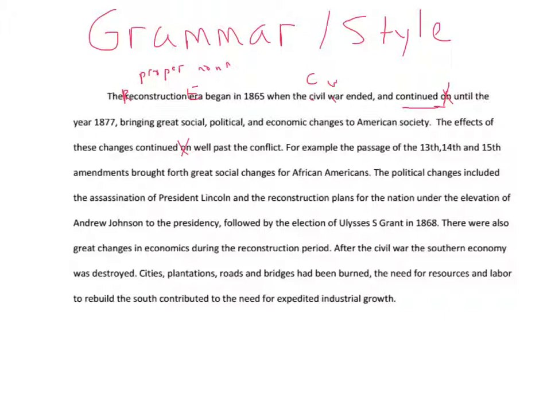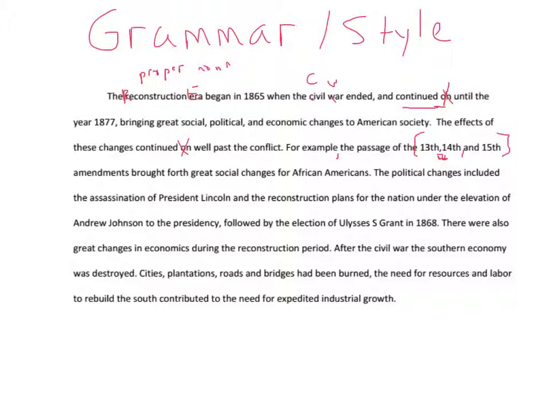For example, the passage, I'm going to put a comma right there. For example, the passage of the 13th, 14th, you can see there needs to be a space right there after the comma before you write 14th. For example, the passage of the 13th, 14th, and 15th. So here we have 3 items in a list, and whenever we do that, we need to have a comma after the first 2 items. So 13th, 14th, and 15th Amendments brought forth great social changes for African Americans.